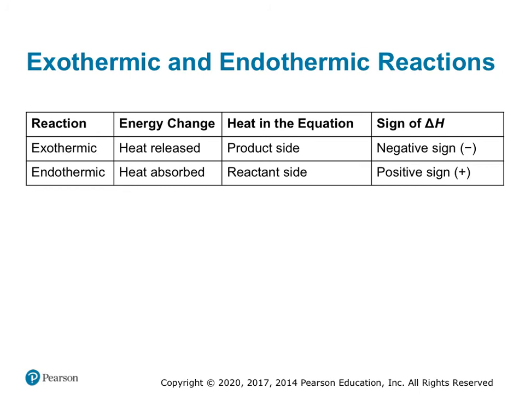So just remember that in an exothermic reaction, heat is released, heat is on the product side, and delta H has a negative sign. For an endothermic reaction, heat is absorbed. We see the heat on the reactant side, and the delta H has a positive sign.